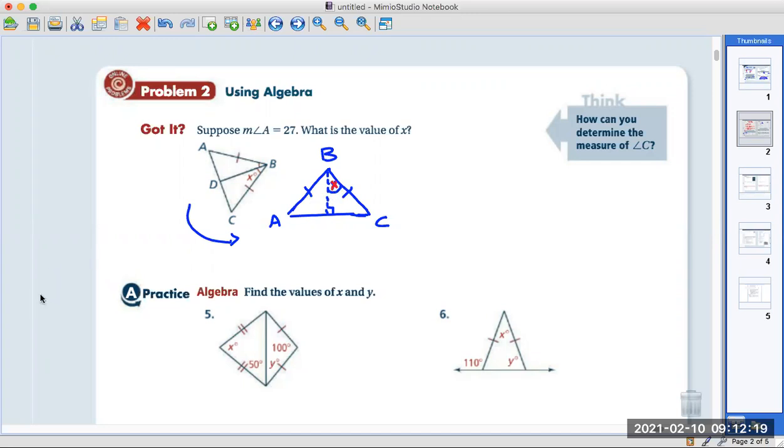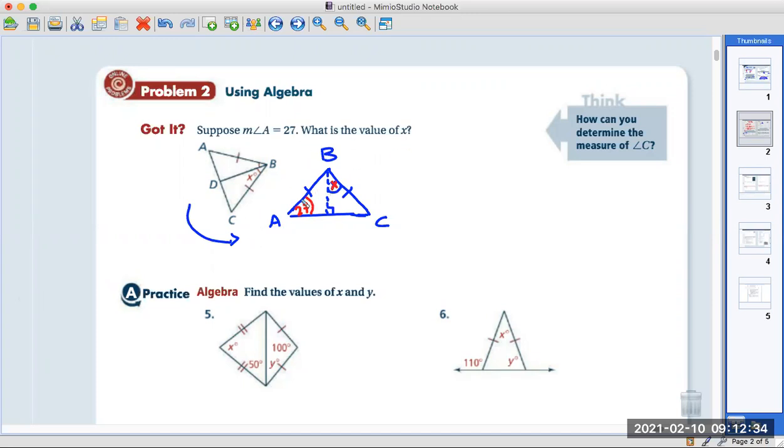Okay, so let's look. Suppose measure angle A is 27. So that's what I put in here, 27. That's called marking my picture, my drawing. Do that, please. Always do that. What is the value of X?